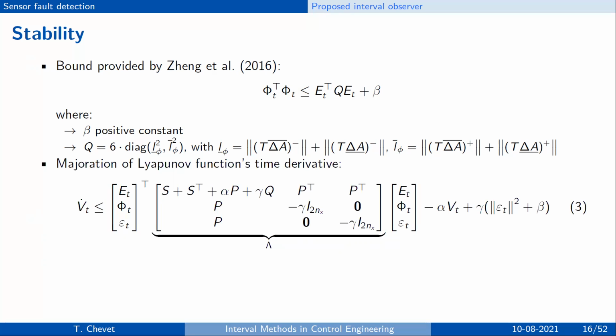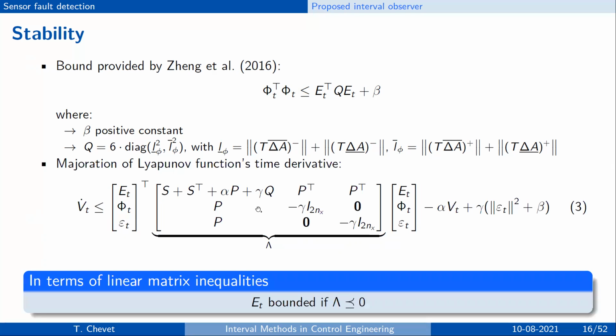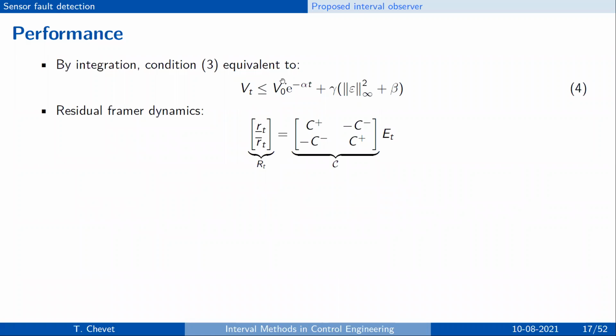Then we can obtain an upper bound for the Lyapunov function's time derivative like this. And then if we find matrices S and P so that this matrix capital lambda is negative definite, we can conclude that the estimation error will remain bounded over time. Then if we remove the negative term on the right-hand side of the previous bound and we integrate the resulting inequality, we get this bound for the Lyapunov function.